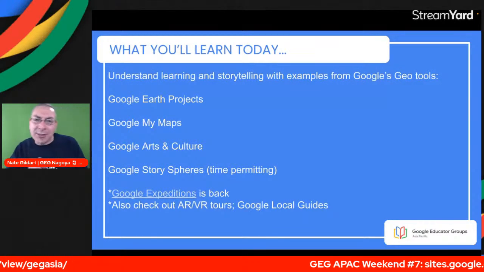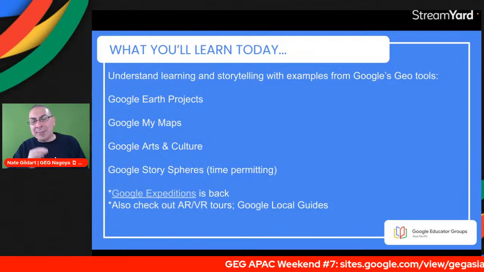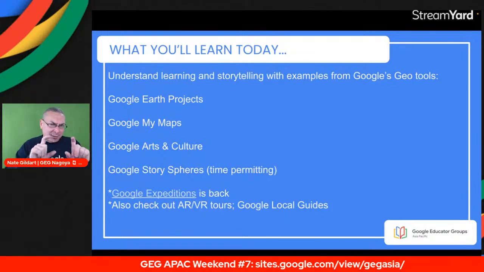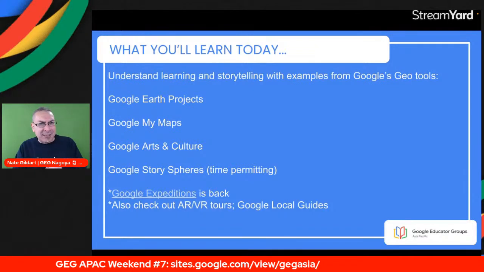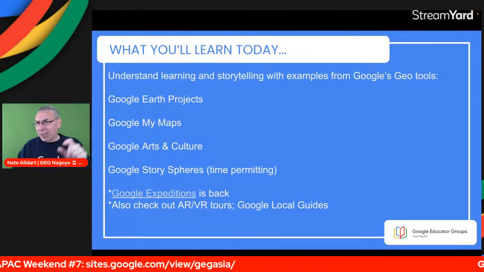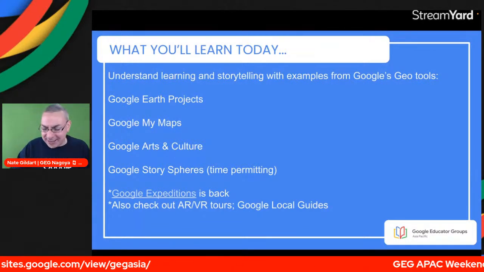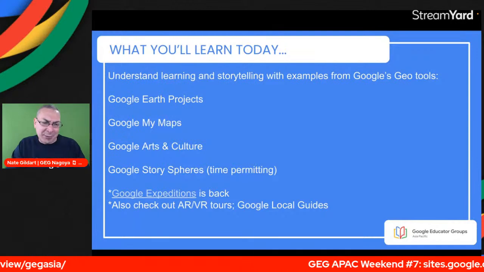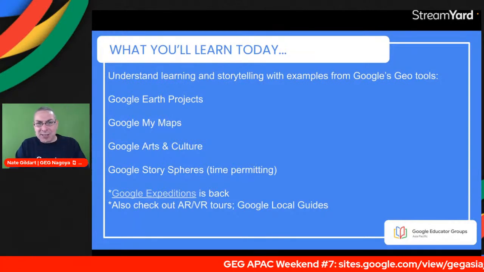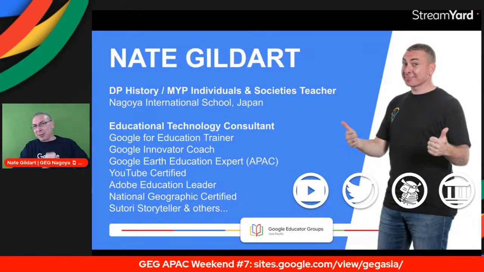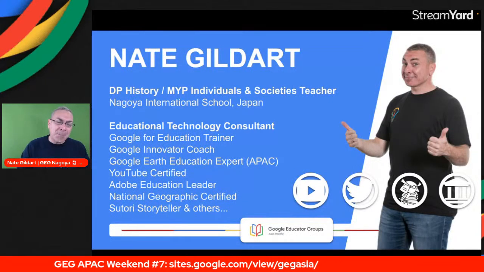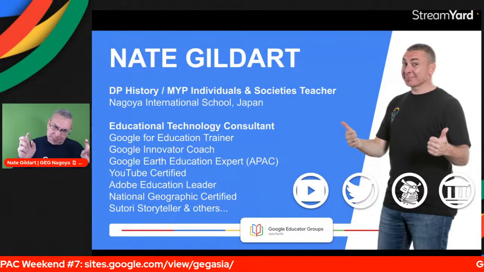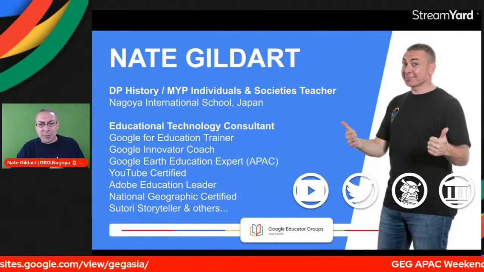So we're going to look at Google Earth projects, Google My Maps, Google Arts and Culture, and Google Story Spheres, time permitting. Story Spheres was cool, but now it seems nobody can access it. I'll explain that a little later. And Google Expeditions is back, called Google Expeditions Pro. So that's what we're going to be doing today. We'll have a little bit of background about best practices, and a little bit more about myself.